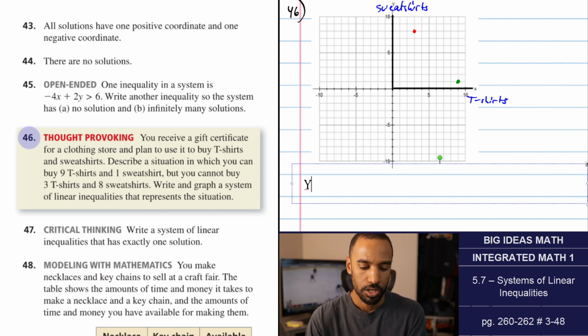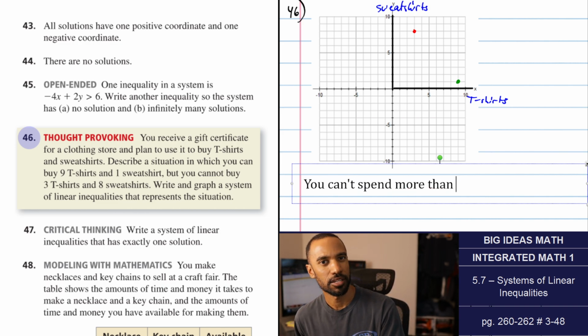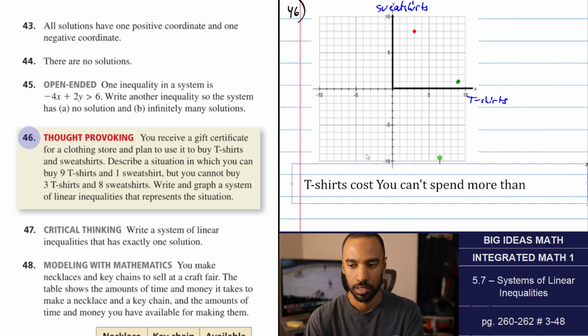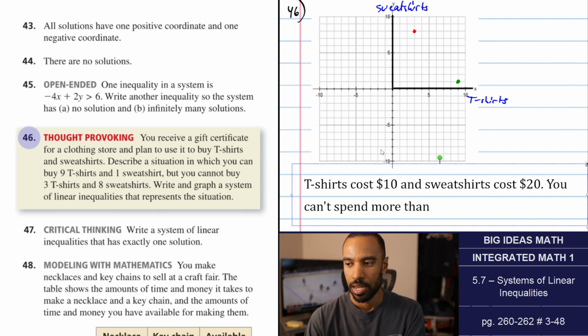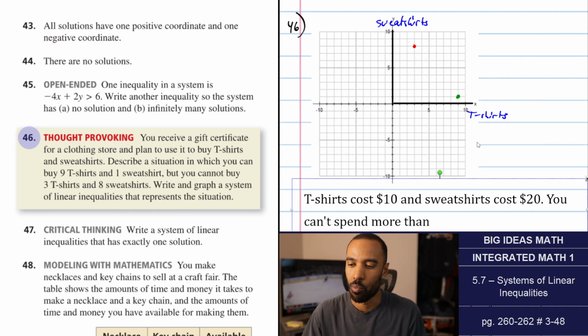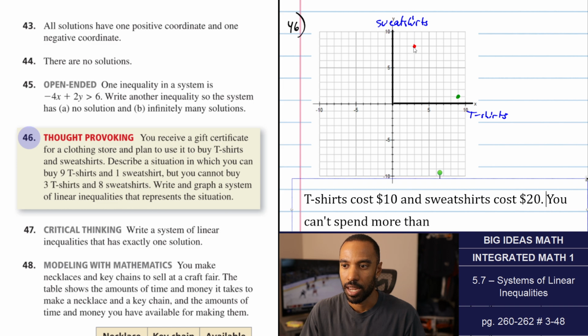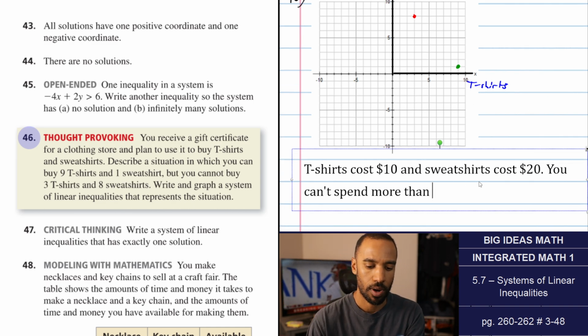T-shirts, let's see. You can't spend more. I'll make t-shirts $10 and let me do those first. T-shirts cost $10 and sweatshirts cost $20. Now, if I can do 9 t-shirts and 1 sweatshirt, that means that's $110. So I can stay within there. 3 t-shirts is $30. 8 sweatshirts is $160. So that's $190. So I can't spend more than $150. How about? You can't spend more than $150.